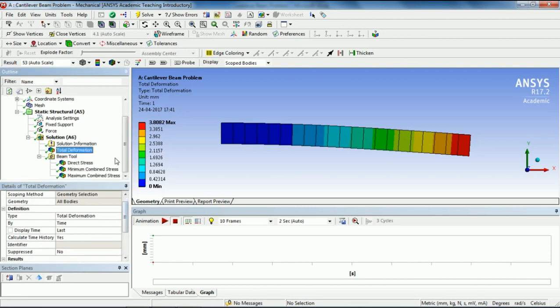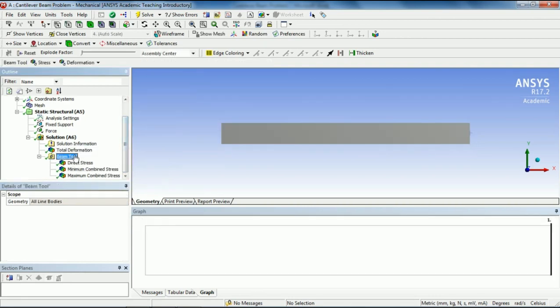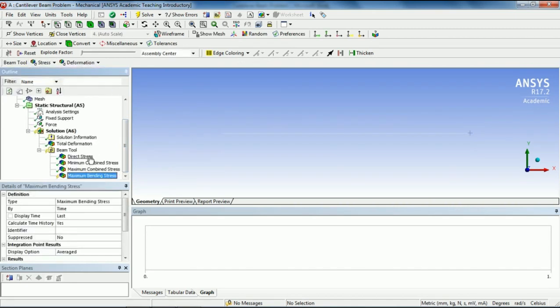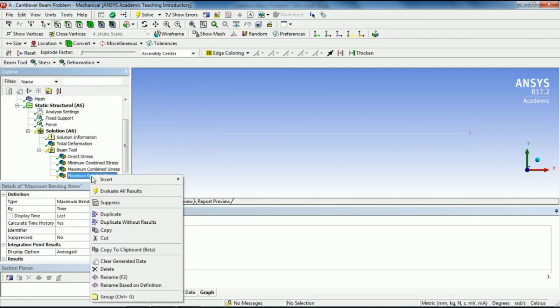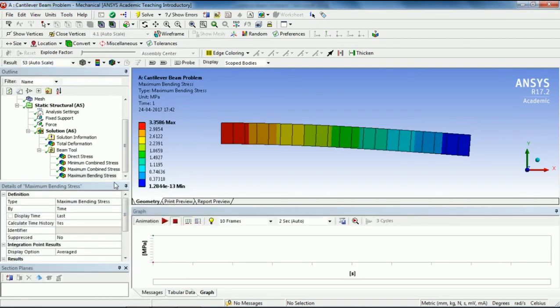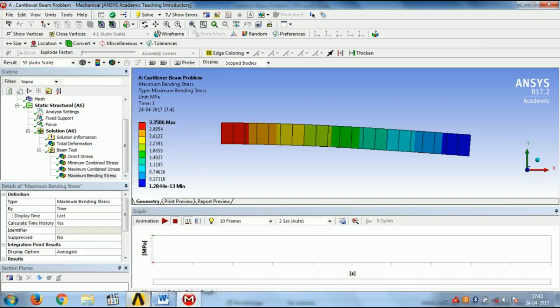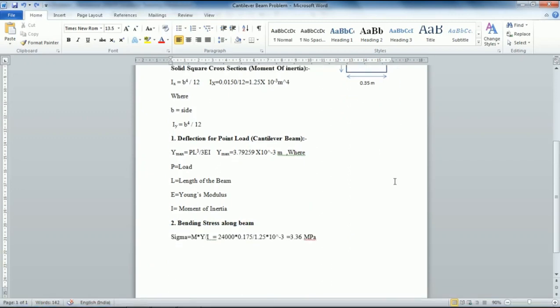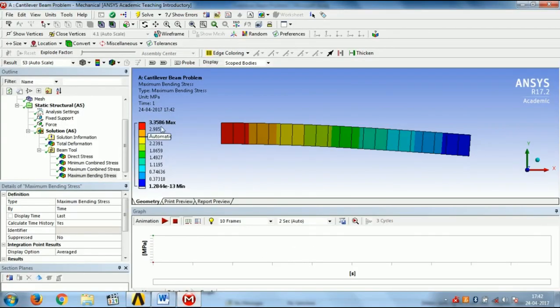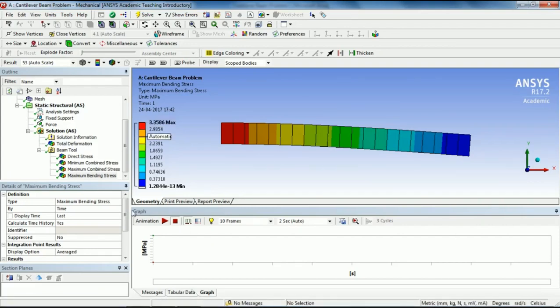Now open this beam tool and select the beam tool again and go to Stress and select Maximum Bending Stress. Right click on Maximum Bending Stress and evaluate results. So you see our maximum bending stress is 3.35 megapascals. Now if we see our analytical results of the bending stress along beam, so it comes out to be 3.36 megapascals, which is very close to our ANSYS results.